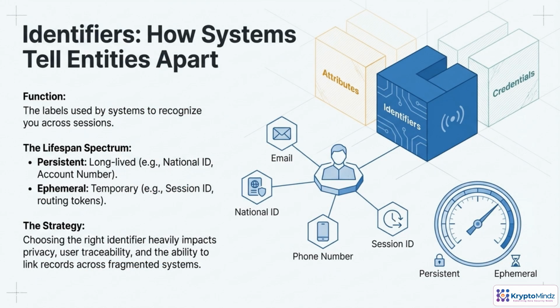Identifiers are the basic labels systems use to know that this is you and not someone else, like an email address, phone number, or national ID. Some identifiers are persistent and stick with you for years. Others are ephemeral and exist only for a session. How long they live and where they're reused has huge implications for privacy, tracking, and security.